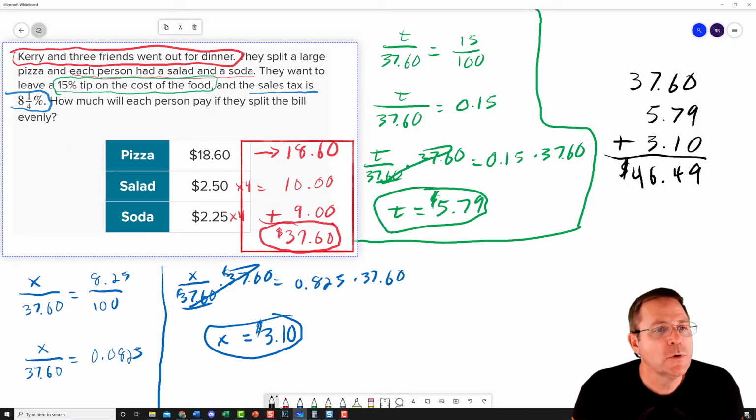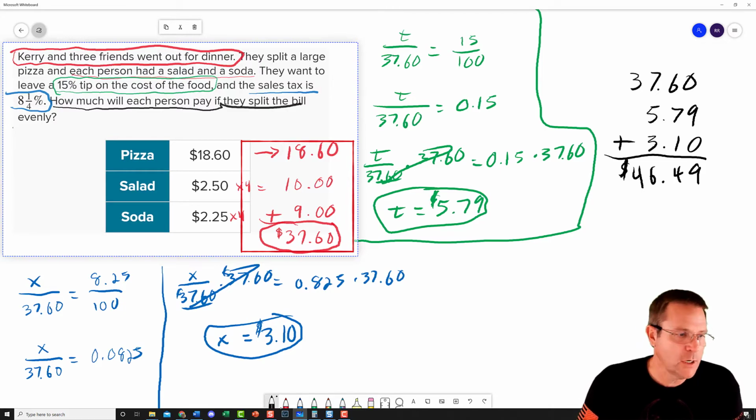The final question was, how much will each person pay if they split the bill evenly? Now I'm going to pause and check my math. Hold on.